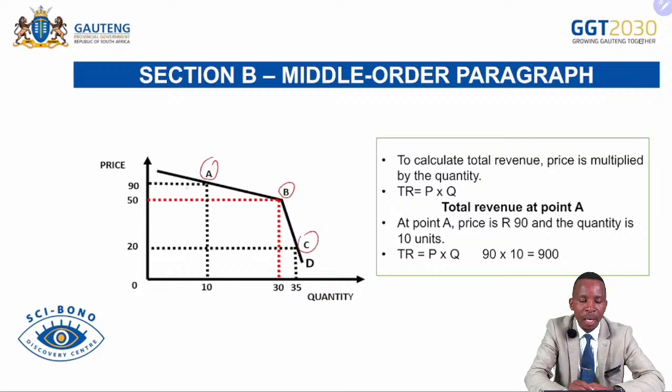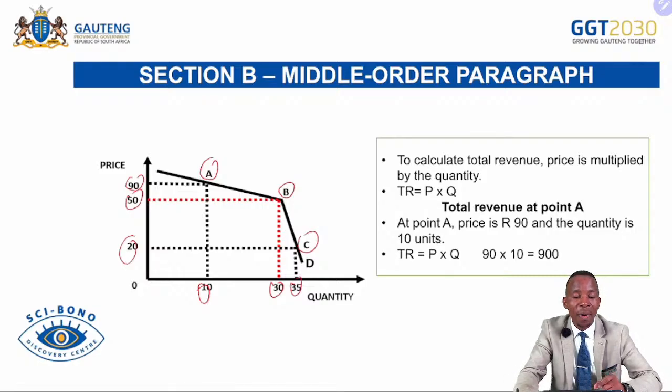Remember, at point A, the price is 90 Rand for 10 units. Point B, 50 Rand for 30 units. Point C, 20 Rand for 35 units. It is very important for you to be able to compare these different total revenues to see why the firm will be reluctant to increase its price from 50 Rand to 90 Rand, and why the firm will be reluctant to decrease its price under the oligopoly from 50 Rand to 20 Rand. That will be informed by what we call the total revenues.